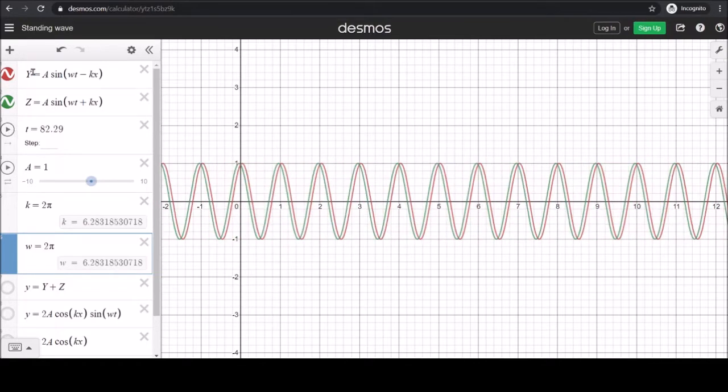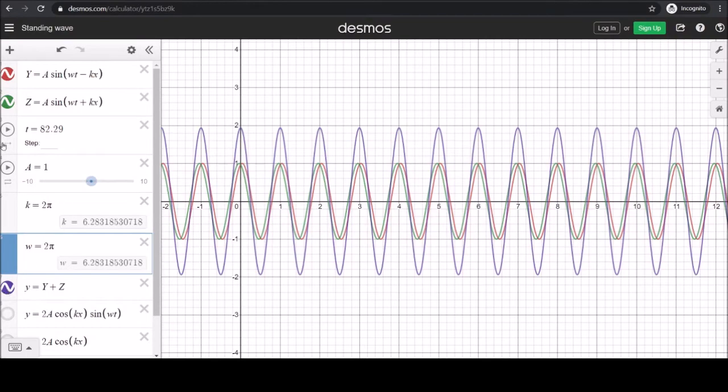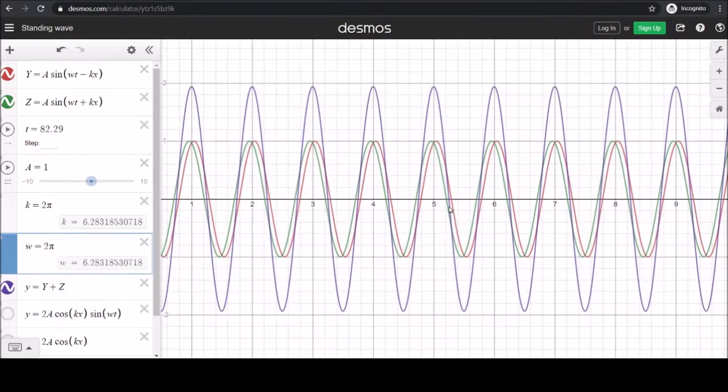This is my displacement for wave 1, this is my displacement for wave 2. So for the resultant displacement, I will just add up the displacement for wave 1 and the displacement for wave 2. Then this one will be our resultant. So let's see what the shape of this is. Let me move this a bit bigger.